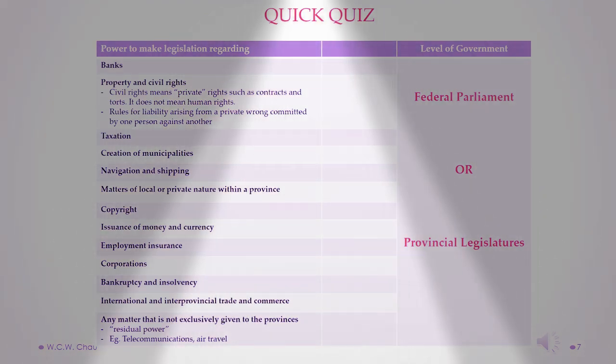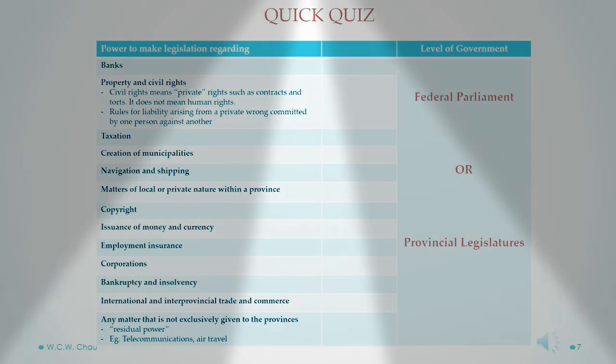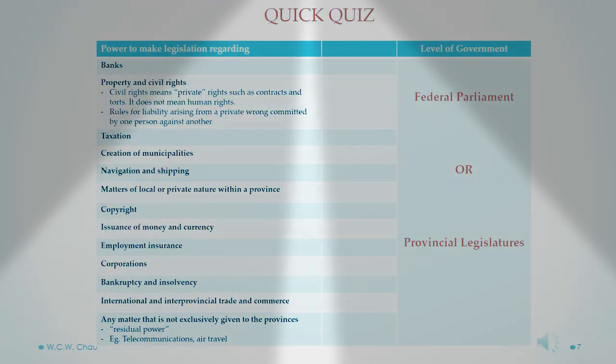Time for a quick quiz. Referring to sections 91, 92, and 93 of the Constitution Act 1867, determine whether it is the federal parliament or the provincial legislatures that have the power to make laws regarding each of these subject matters. At this time, please pause the video and work on this quiz, and once you're done, restart the video.